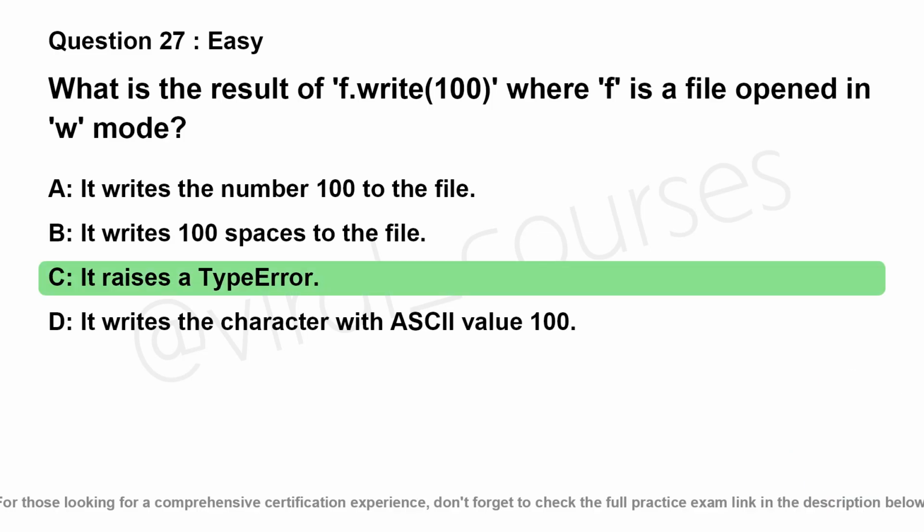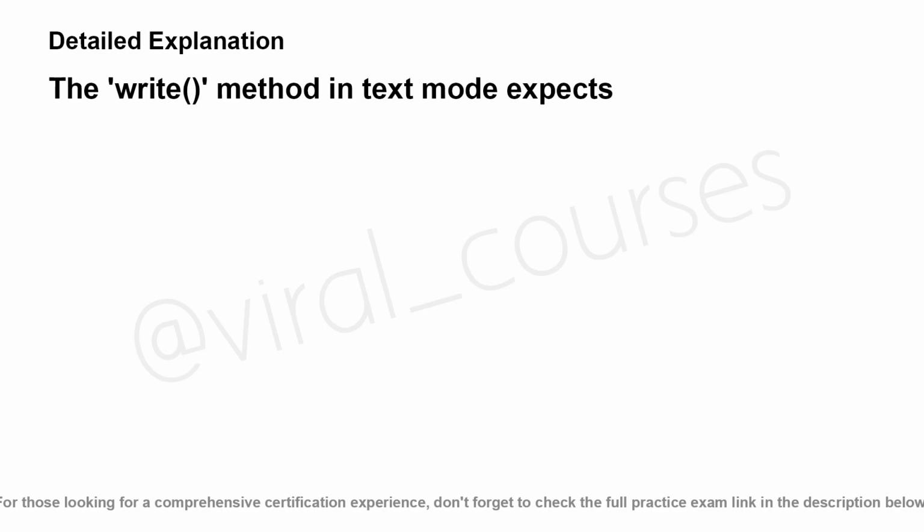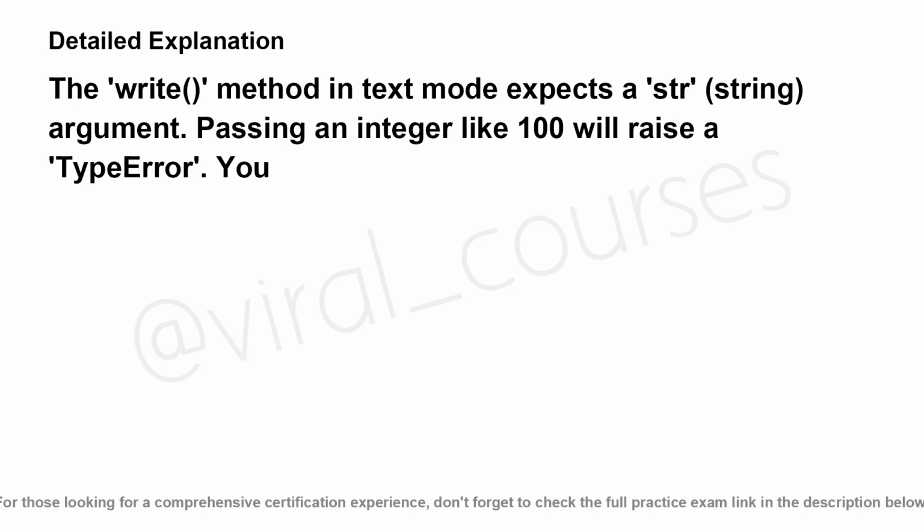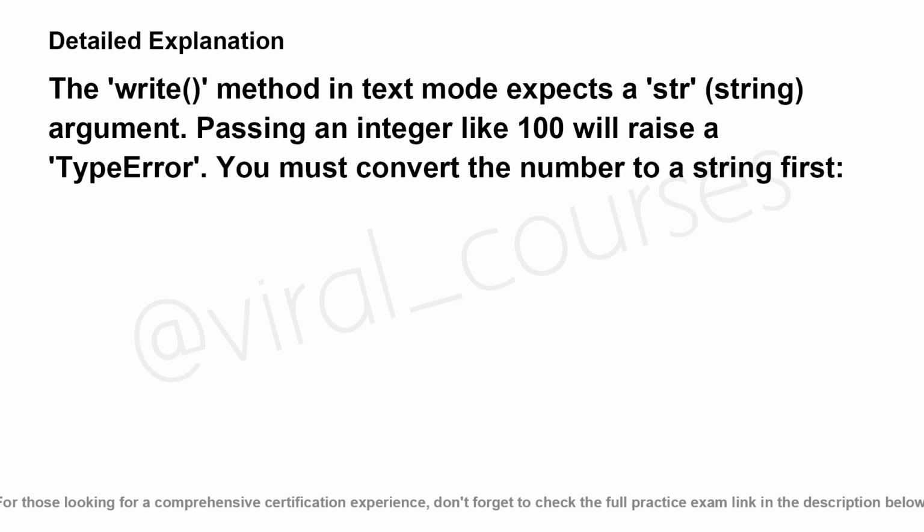The correct answer is C. The write method in text mode expects a str (string) argument. Passing an integer like 100 will raise a TypeError. You must convert the number to a string first: f.write(str(100)).